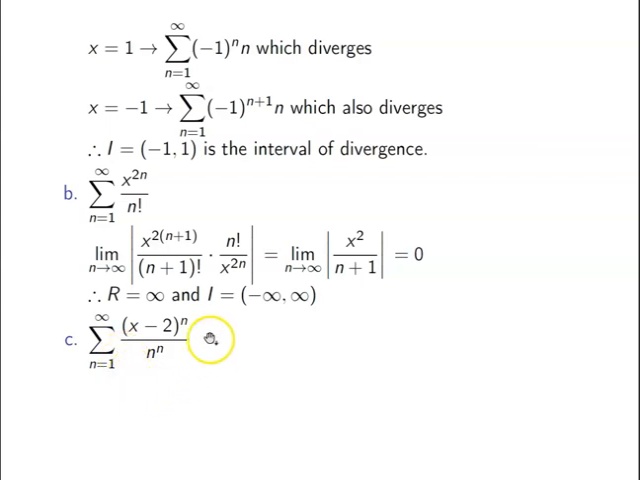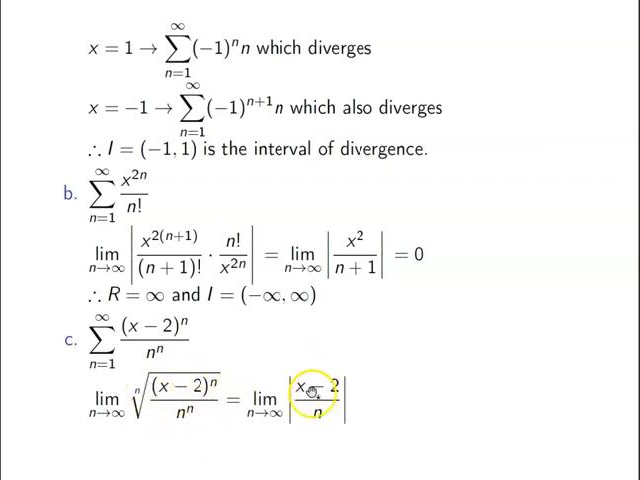Let's look at our next example. So I have x minus 2 to the nth divided by n to the nth. This is very clear here. We should probably use the root test because both of these are to the power of n. So I'll take the nth root and the limit of that as n goes to infinity. The n's cancel, so I get x minus 2 over n. Okay, n goes to infinity. This whole thing goes to 0. So again, I have a radius of infinity, and my interval is from negative infinity to infinity.